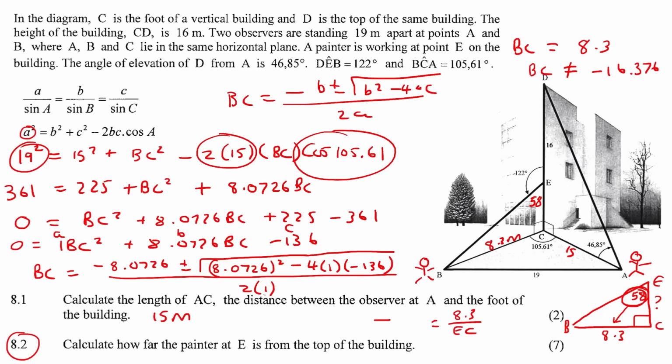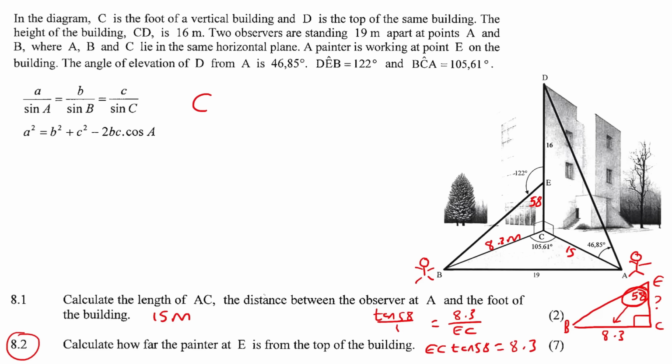Then I'm going to use cross multiplication, and I'm going to end up with EC tan 58 equals 8.3. And then I'm going to get EC equals 8.3 over tan 58. And so that's going to give us 5.186 meters. I'm not going to round off just yet. Now we have that as 5.186.